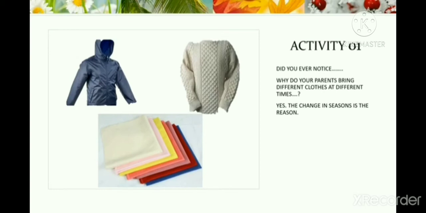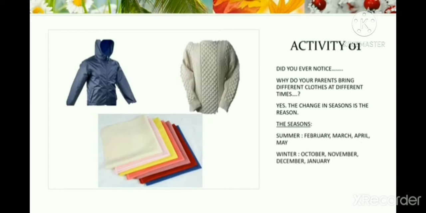Summer months are February, March, April, May. Winter occurs during October, November, December, January, and the rainy or monsoon season occurs in June, July, August, September. So this way our seasons are divided in the entire year. We can face this during these times. Hence, according to the season, we also change the clothes we wear.